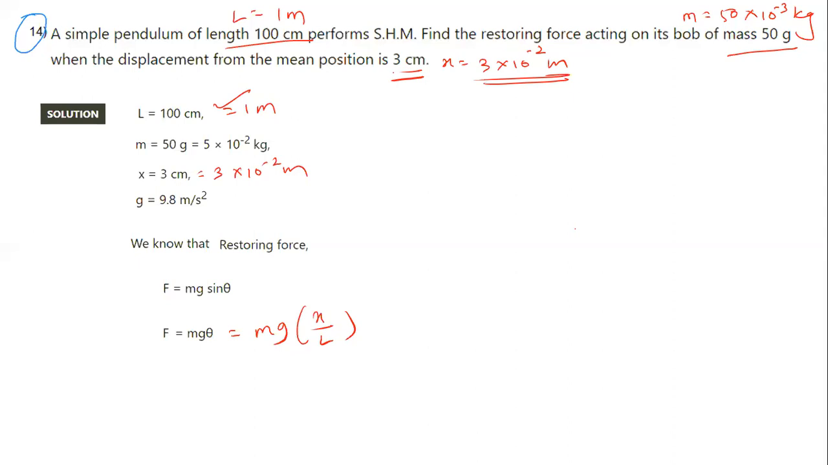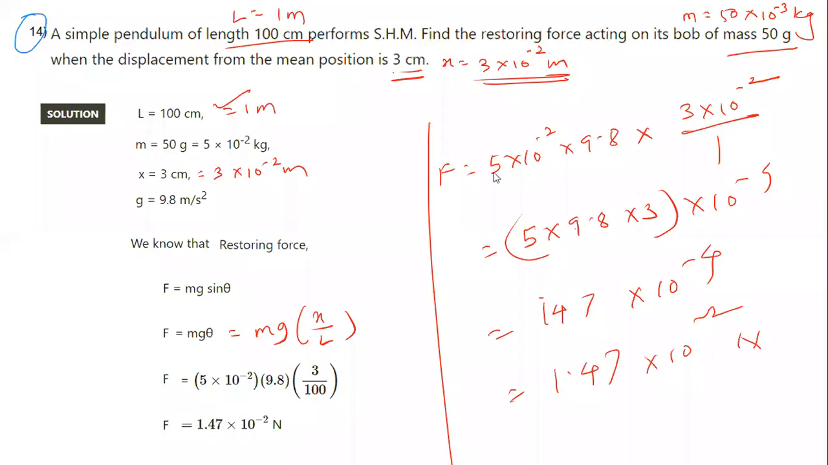Now we substitute, everything is given. We have to substitute and solve it for F. After substitution of the values and doing the simple calculations here, we get the force as 1.47 into 10 raised to minus 2 Newton.